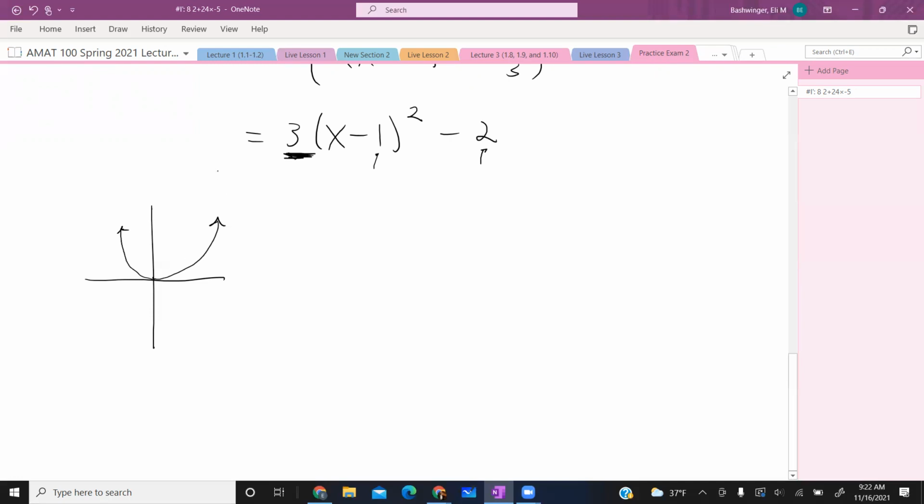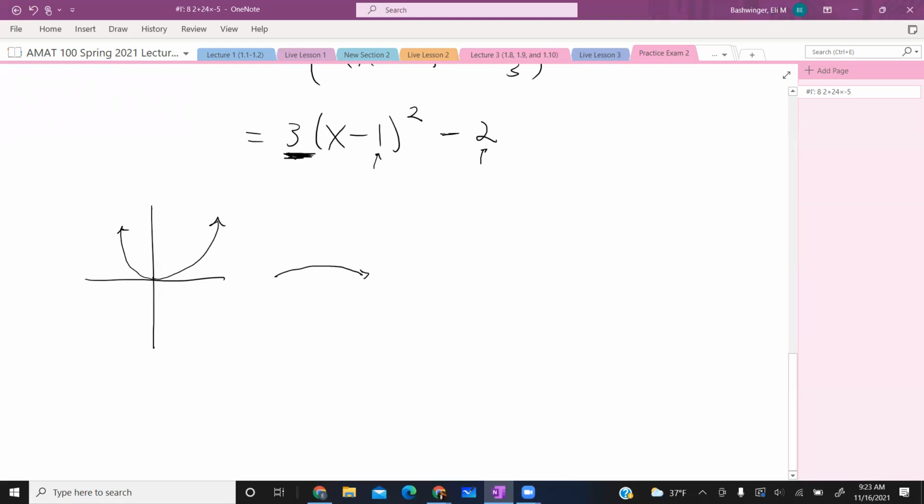Actually, it should make the graph not narrower, but wider. But I don't care about that. So if you don't take that into account, that's all right. All I care about is that you shift it appropriately. First of all, the negative 1 inside the parentheses means you're subtracting 1 from the x and then squaring. So that means that you're shifting to the right 1 unit.